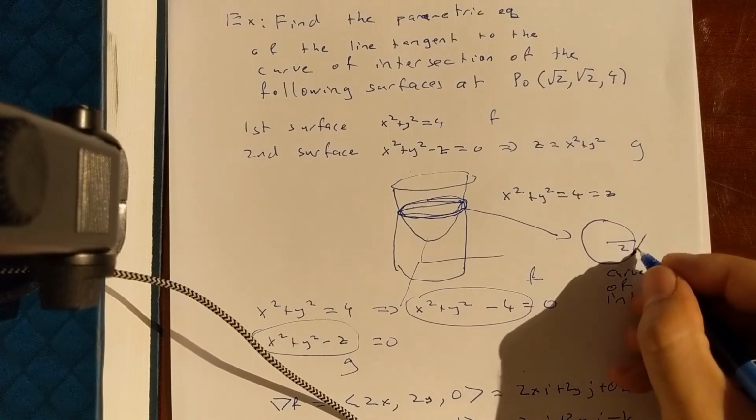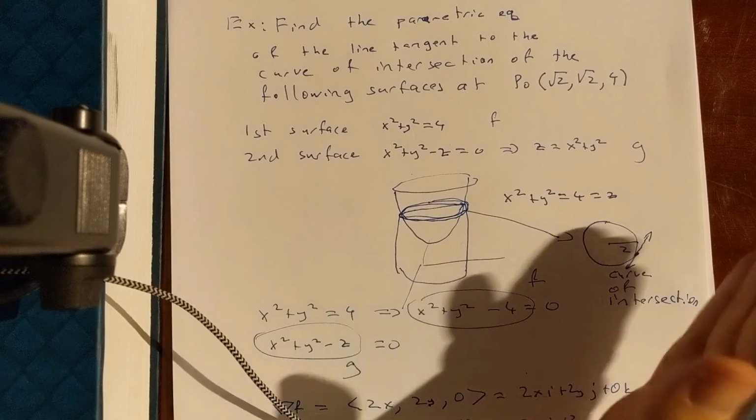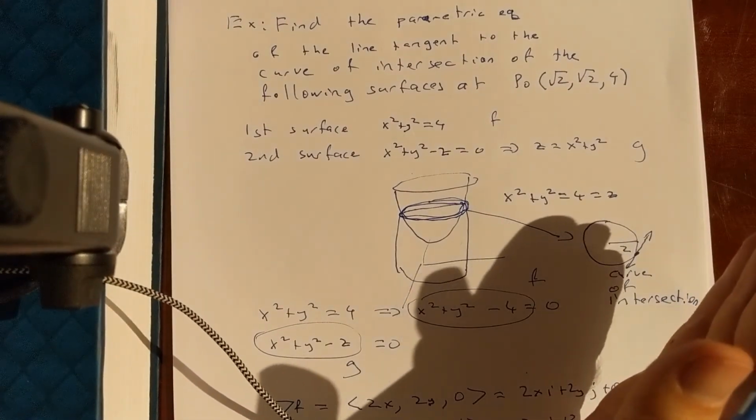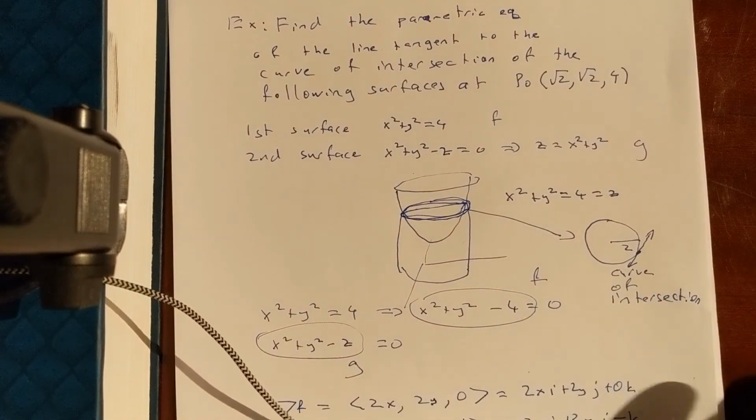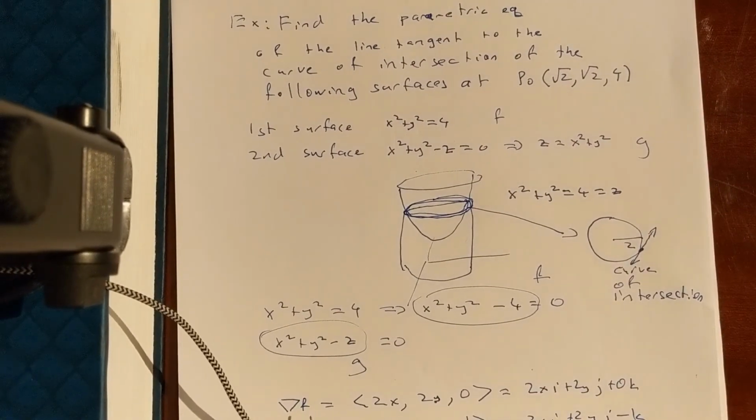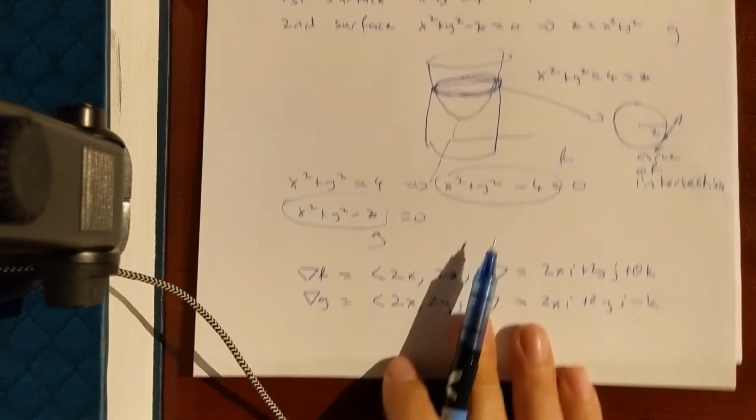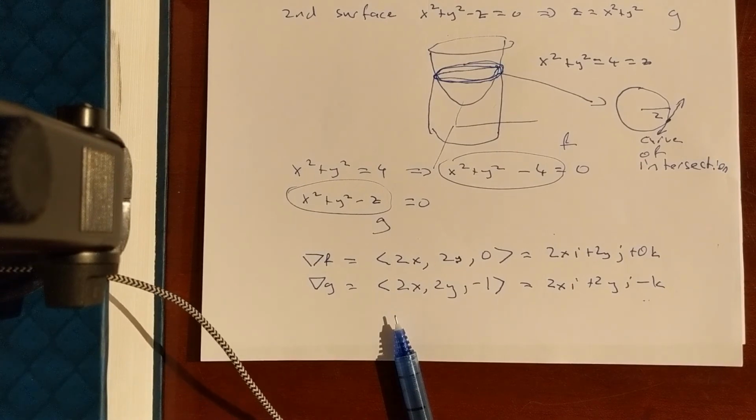Okay, so we're talking about this tangent here. We want to find this tangent plane, the tangent line to this curve. So how am I going to find that? Well, if it's going to be tangent to the curve, it's going to be perpendicular to both the gradient of f and the gradient of g, right? The tangent line is going to be perpendicular to the gradient of f, and at the same time, perpendicular to the gradient of g.